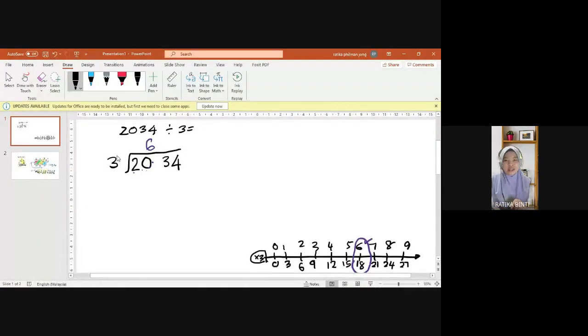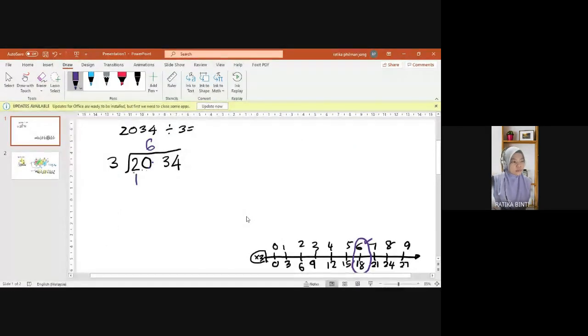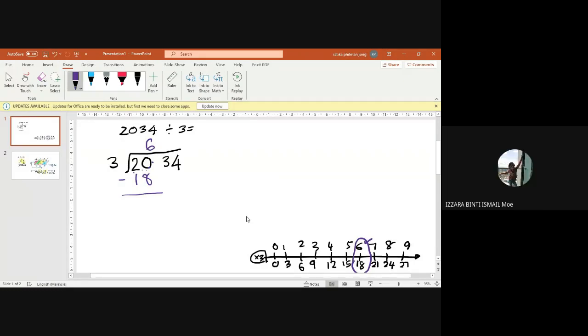Kalau awak pilih 2 nombor, you write down the answer dengan digit yang paling belakang sekali. So 20, bawah 18. Minus. 20 minus 18. Tak payah pinjam-pinjam tu. Two. Yes, very good. So 2, and then you bring down the next number.